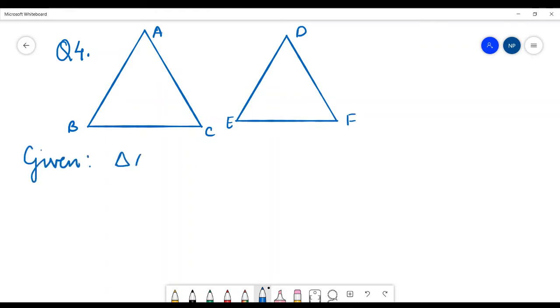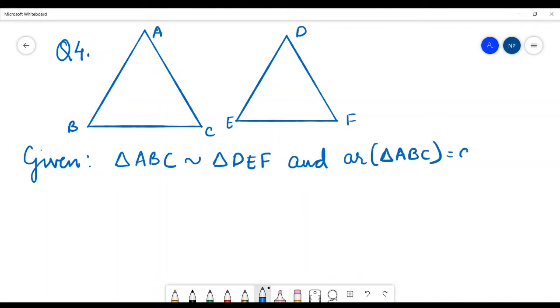Given: triangle ABC is similar to triangle DEF. This particular thing is given here. Also it is given that the areas of the two similar triangles are equal, that means these triangles are similar as well as their areas are equal. So we are going to mention over here that area of triangle ABC is equal to the area of triangle DEF. Right? This is given. Now we have to prove that triangle ABC is congruent to triangle DEF.